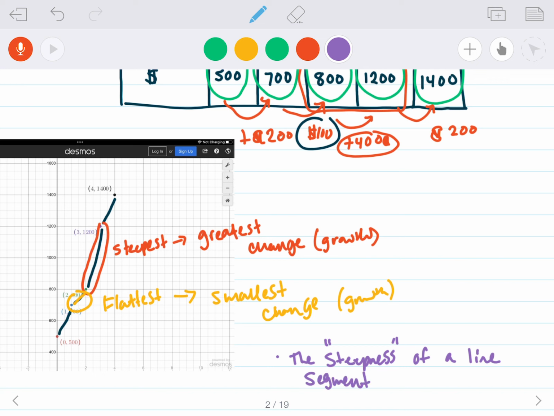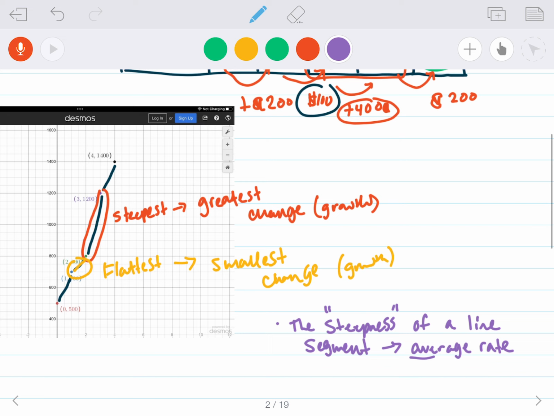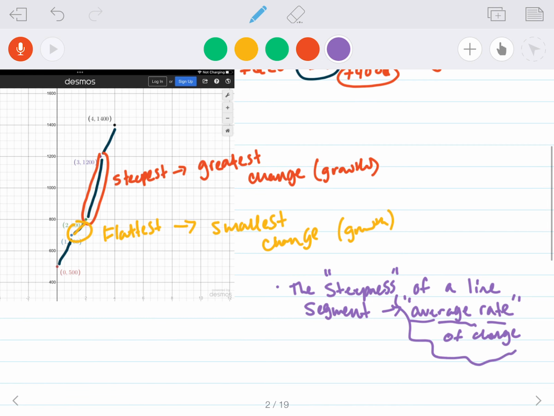We're going to refer to this as the average rate of change. Now, in the next video, or next week, we're going to be talking about average rate of change as slope. But in this lecture, we're going to refer to it as average rate of change. Just in the back of your head, you can think of this as slope if you want to. We're going to talk more about what slope means next week. But yeah, average rate of change is the measure of steepness of a line segment.